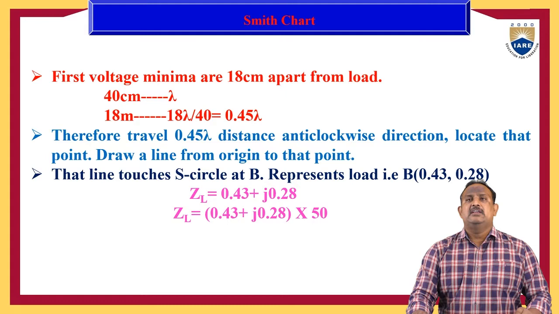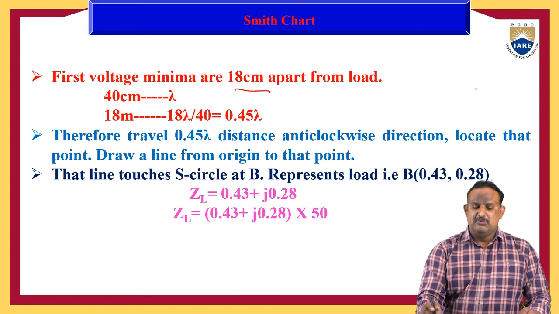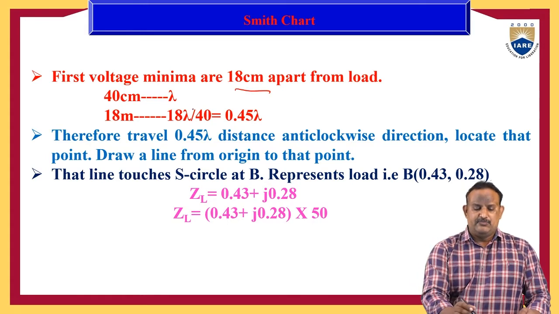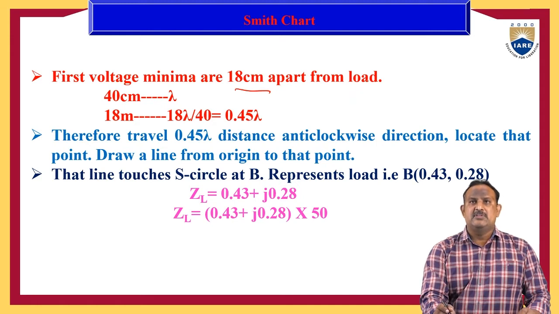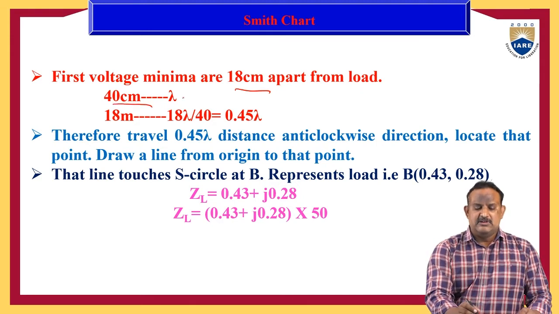First voltage minimum is at 18 centimeters. Second voltage minimum is at 38 centimeters. Therefore, the two voltage minima are 20 centimeters apart, so 40 centimeters equals lambda.